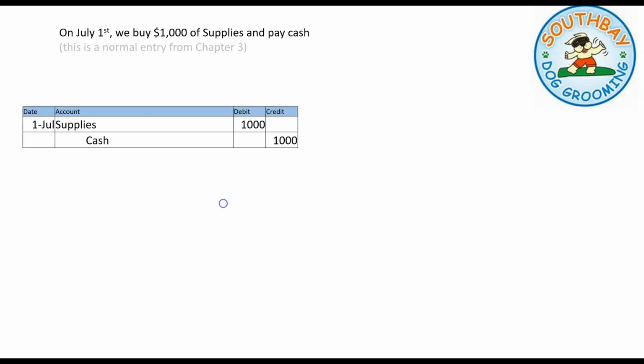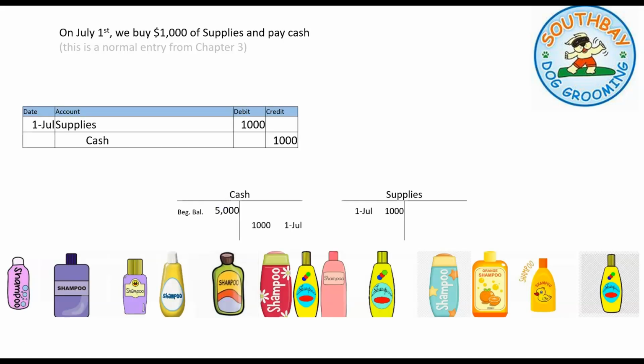So let's go back to our dog grooming company and assume on July 1st, we buy $1,000 worth of supplies and pay cash. So this is a normal chapter 2 or chapter 3 entry where we're going to debit our supplies account and credit cash. We're debiting supplies because we need this supplies account to represent all of these supplies, this $1,000 worth of supplies, all this shampoo, getting ready for a dog grooming business. And we're crediting cash because cash is coming out of our bank account to actually pay for our supplies.